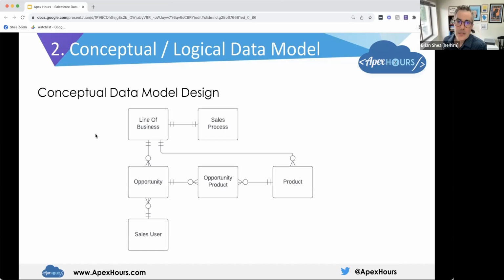we can take that information about the business, and I don't even want to call them requirements, and we can model the entities and the relationships that we saw in here. So if I run through this, looking through our information on the previous slide, we have lines of business, we have the sales process that was mentioned, we've got opportunities, we've got products, we have opportunity products, and we have sales users. So this is a conceptual data model.